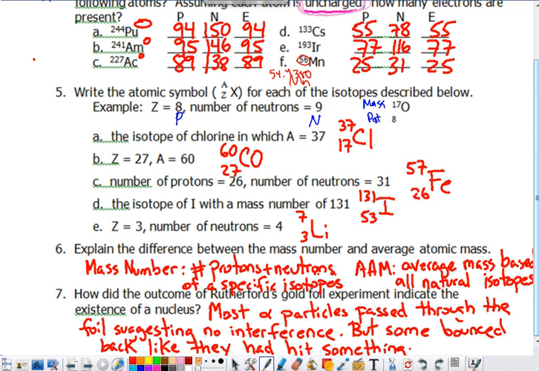Number 6. What's the difference between a mass number and an average atomic mass? I think I literally just said this. The periodic table is the average of all of the masses together. It's not one isotope, it's all of the isotopes, where a mass number is just one type of isotope. You could almost look at it as the average atomic mass is Johnny's mass. There's Johnny in the back there. Johnny's mass for his entire life, the average of his entire life.